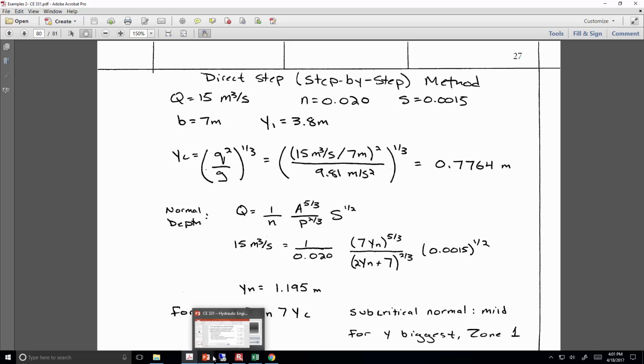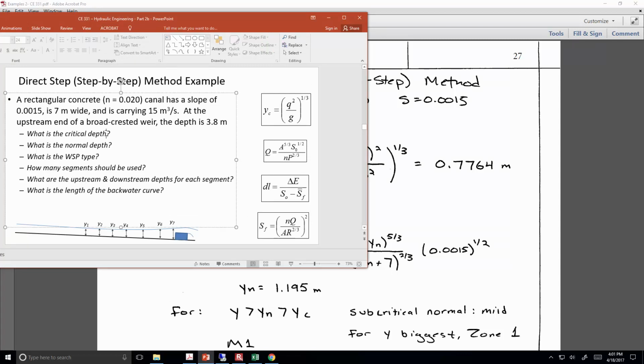So we know the critical depth, the normal depth, and the water surface profile is M1. So how many segments should be used? Anybody calculate that yet? 6? At least 6, yeah.